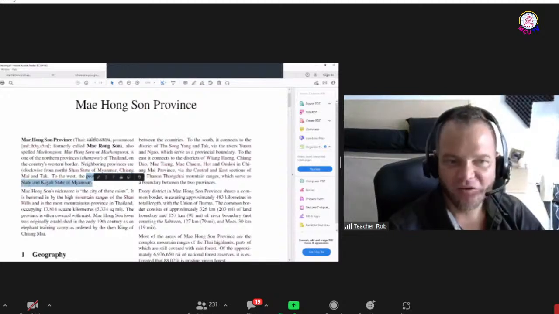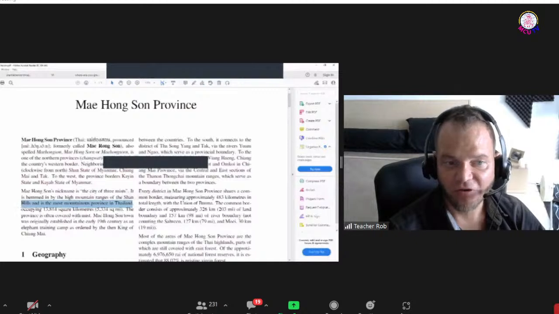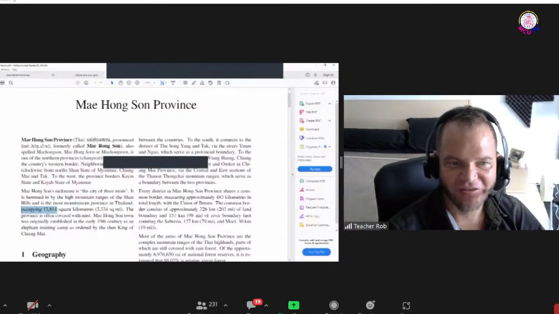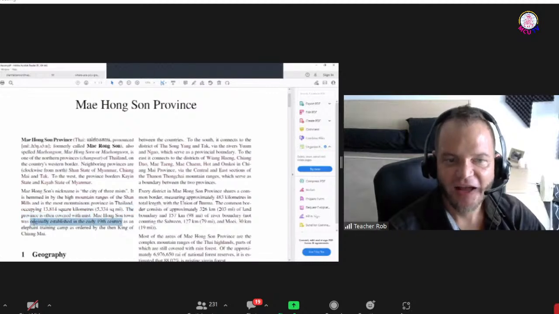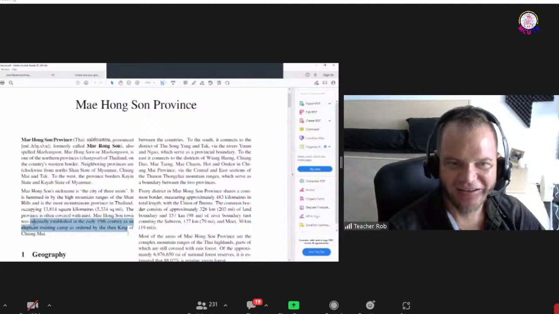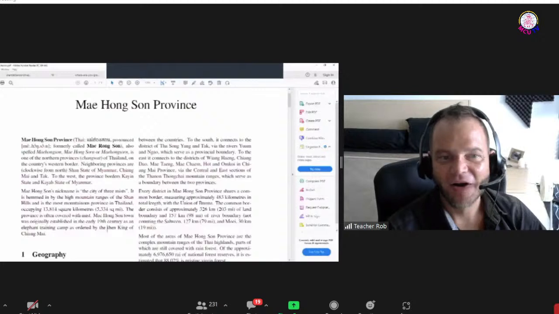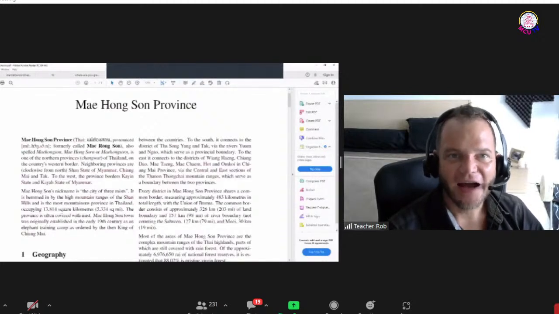Okay. Mahang Son's nickname is the City of Three Mists. It is hemmed in by the high mountain ranges of the Shan Hills and is the most mountainous province in Thailand, occupying 13,814 square kilometers. The province is often covered with mist. Mahang Son Town was originally established in the early 19th century as an elephant training camp, as ordered by the then king of Chiang Mai. Okay? So that's a little interesting intro. Now, try to remember some of this stuff, right? And I believe those first 3 questions are already answered.